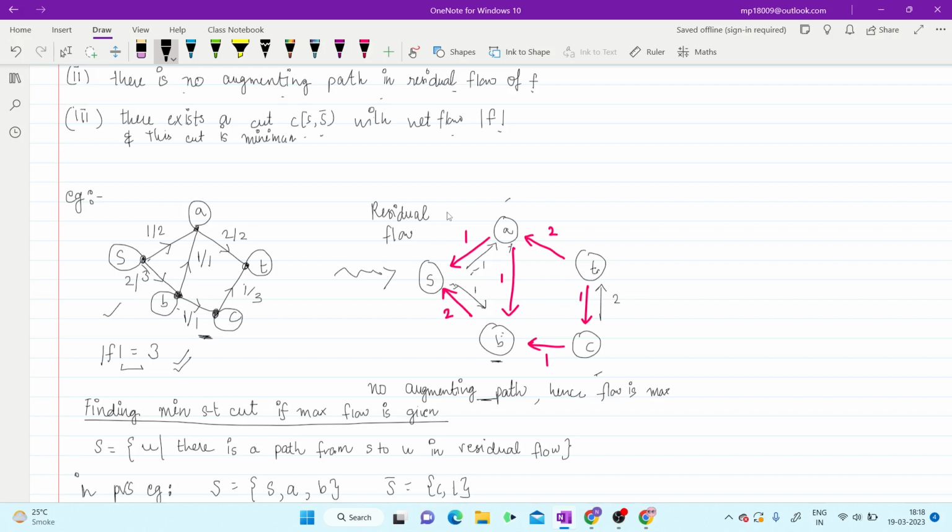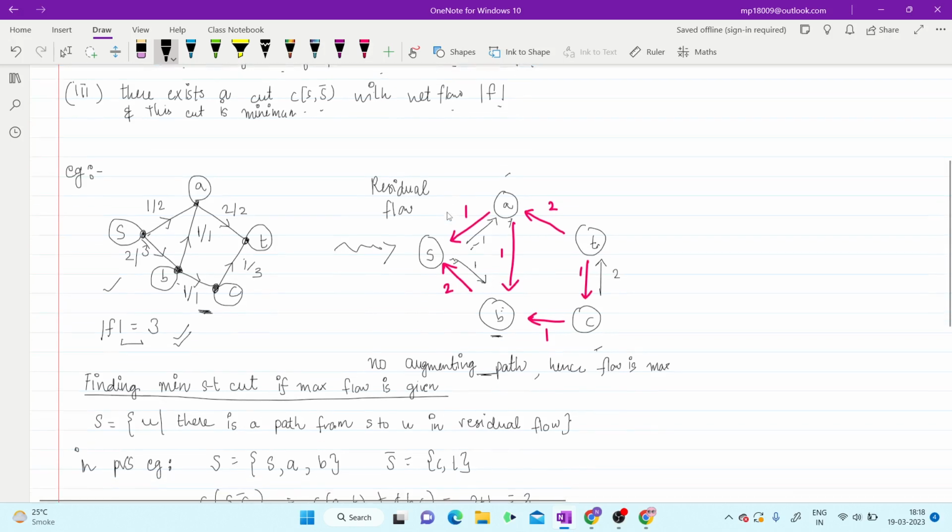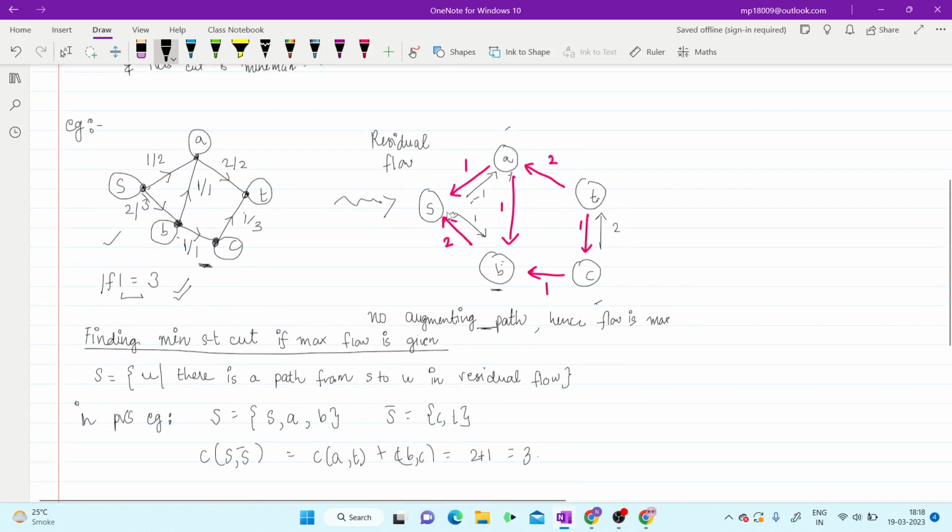We want to find the minimum cut. So how do we find the minimum cut? This maximum flow has flow value 3. So the minimum cut is basically a set of, so what is our S for the minimum S-T cut? S is the set of all vertices U such that there is a path from S to U in the residual flow diagram.